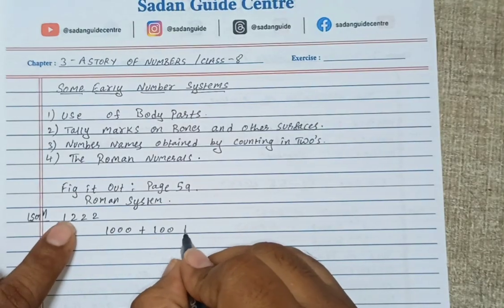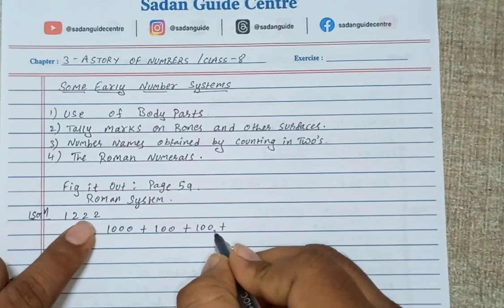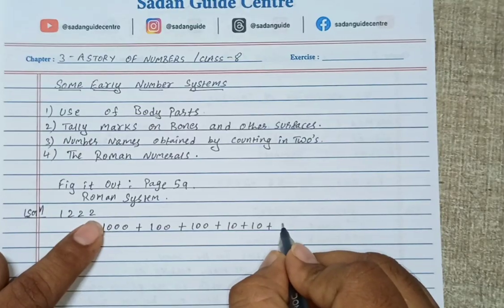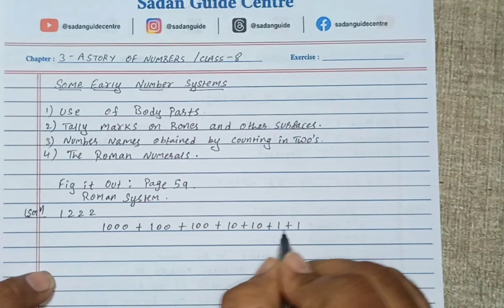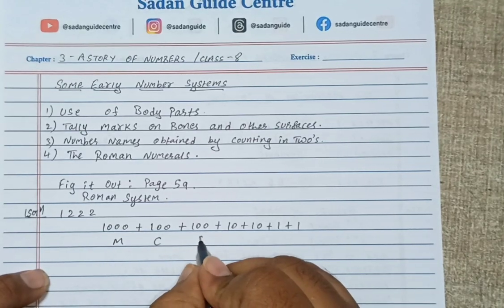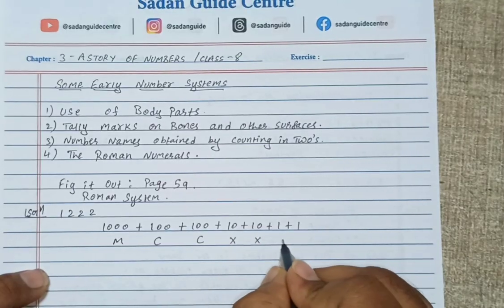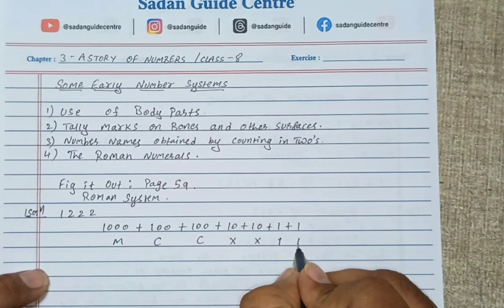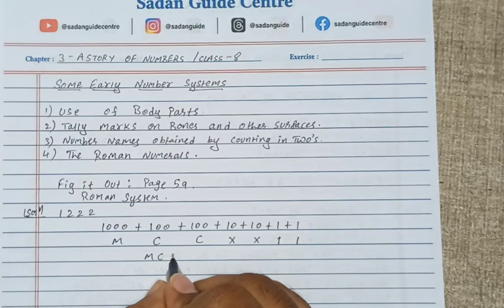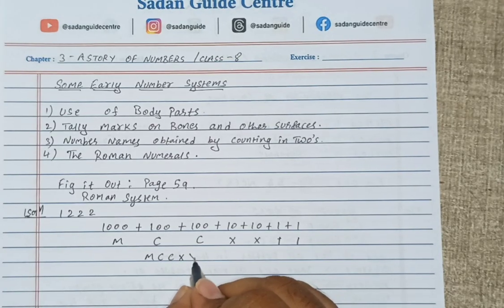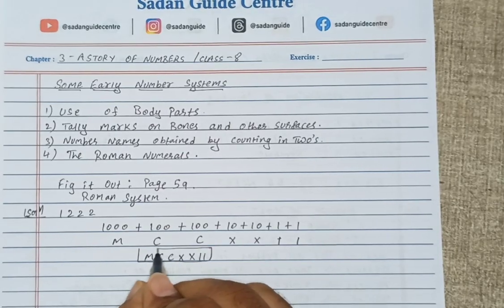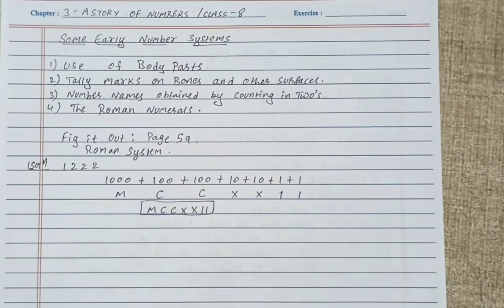So I will write it as 100 plus 100 plus 20, that is 10 plus 10, and 2, that I will write as 1 plus 1. So 1000 is represented as M, 100 as C, 100 C, 10 X, X, I, and I. So the total we get here is MCCXXII. This is the final answer for finding the Roman numeral for the given number.